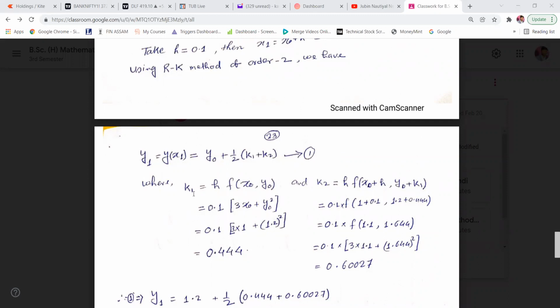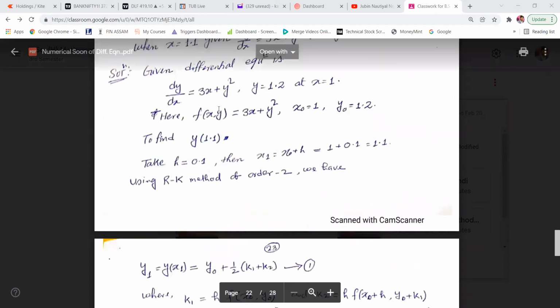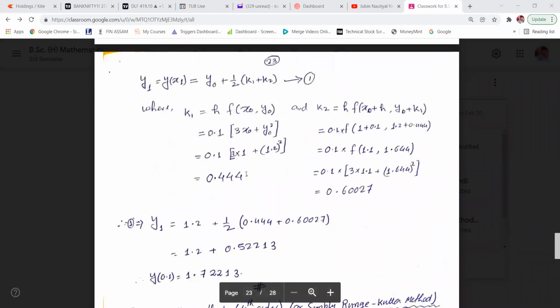So k1 is h f of x n, y n. Here you are putting n equal to 0, so you are getting h f of x naught, y naught. And then you write the function. The given function is 3x plus y square, so it will be 3 x naught plus y naught square. The values of x naught and y naught you know. Just put them here, simplify, and you will get the k1 value, that is 0.444.